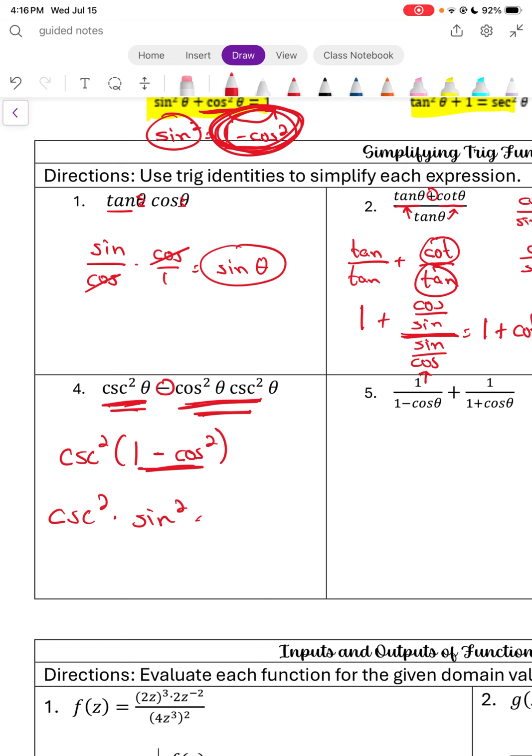I'm going to turn my cosecant squared into sine stuff, since that's the reciprocal of 1 over sine. So cosecant squared is 1 over sine squared, and I'm multiplying by sine squared. Those will cancel. Leaves me with a final answer of 1.